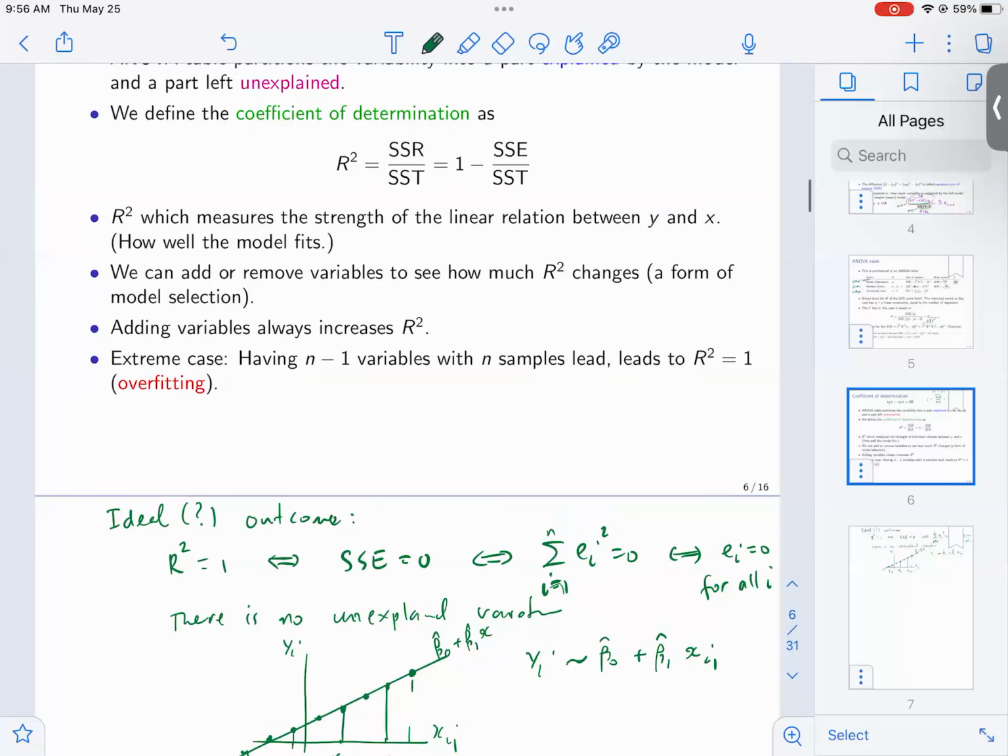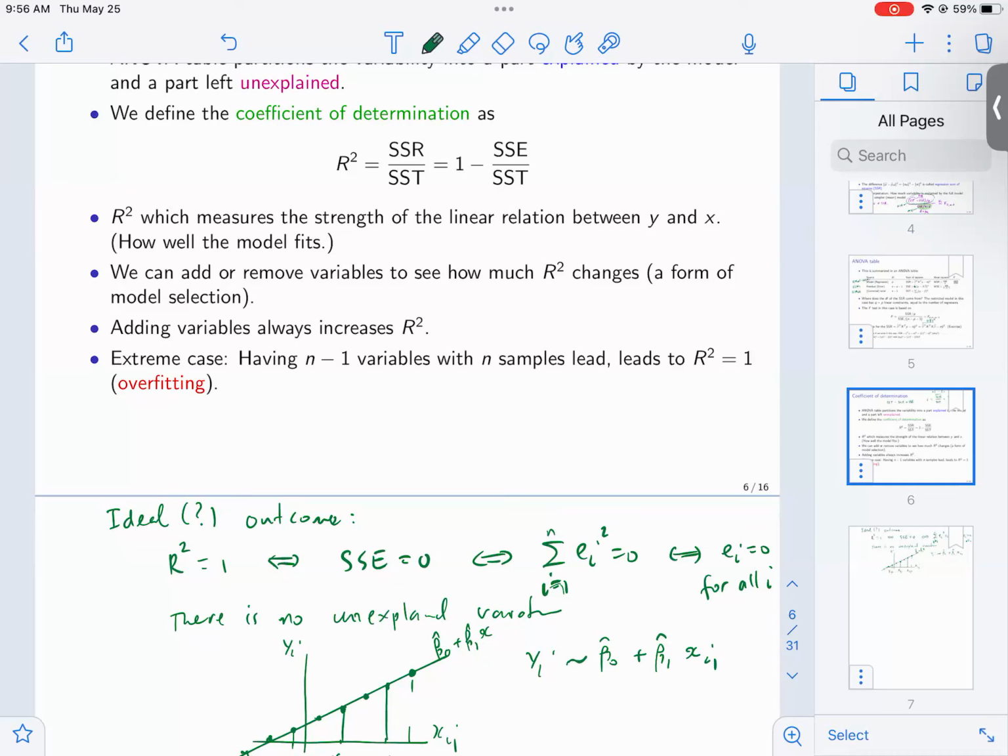The opposite is when R squared is 0. That is very unlikely. Then SSR is 0, and SSE is equal to SST. So all the variation is unexplained. There's nothing that the model picked up. So this tells you something about, as some people say, the strength of the linear regression model.